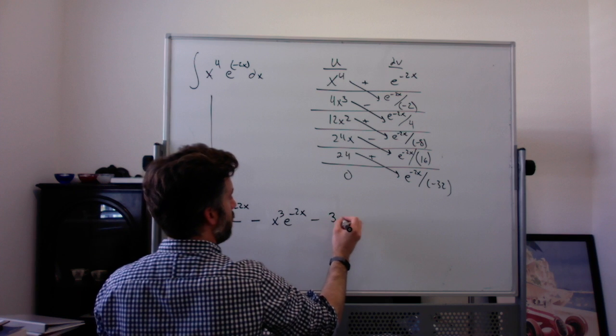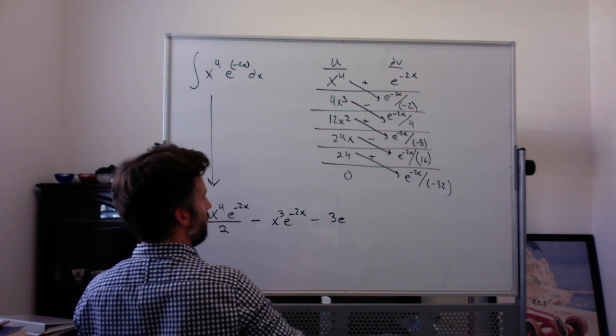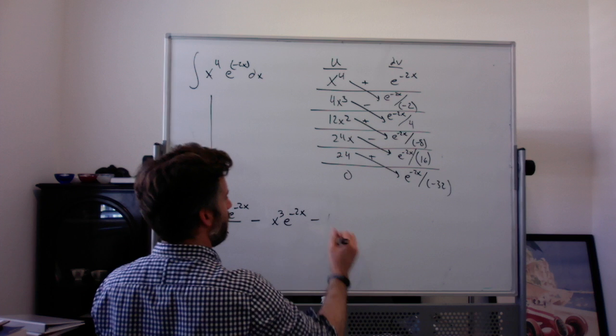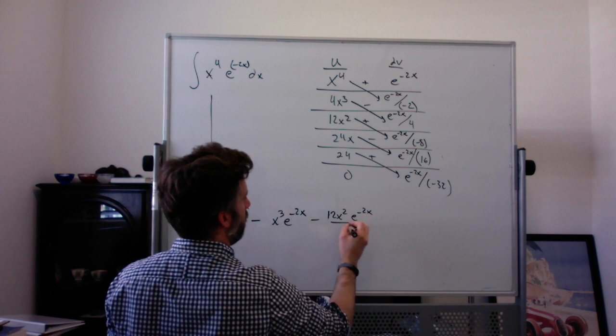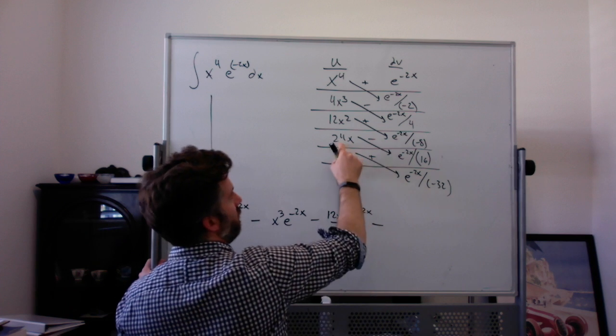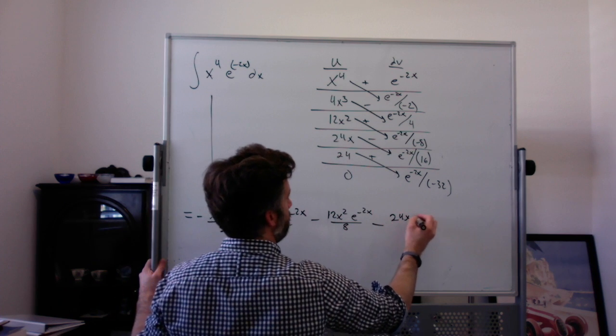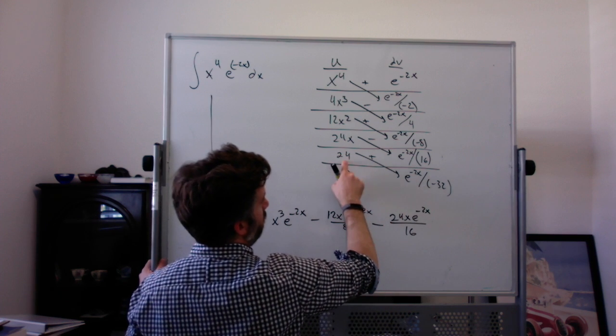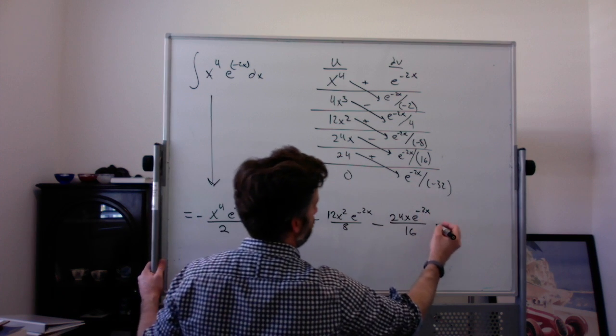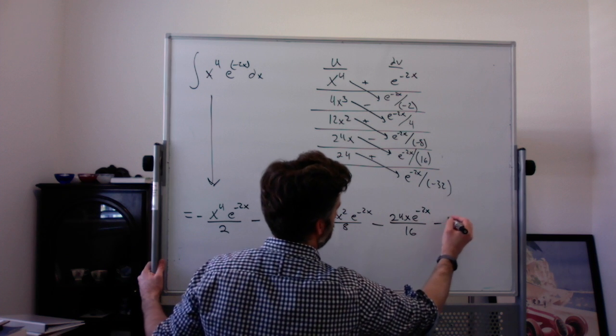So you get 3x, I'm trying to do too much. Let's just write it out. 12x squared e to the negative 2x over 8, and then minus 24x e to the negative 2x over 16, and then minus 24 e to the negative 2x over negative 32. Positive all of the minus.